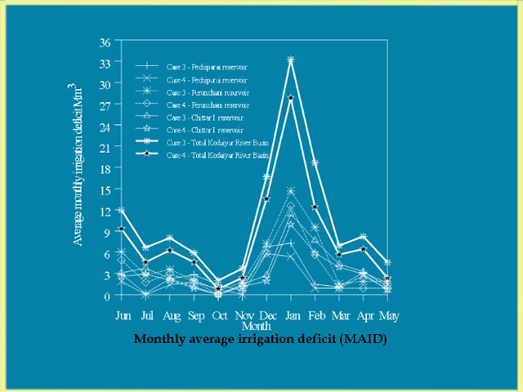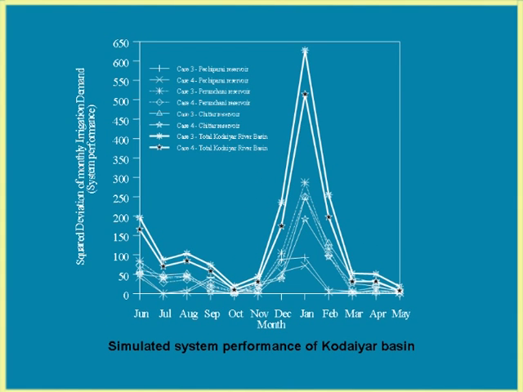These are all the deficits mainly during the months of January and February. This is the quantity of deficit, 33 to 36 million cubic meters.